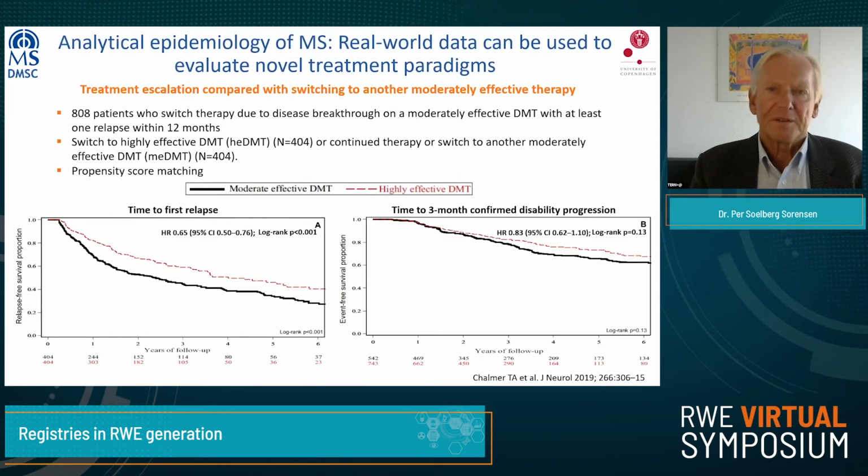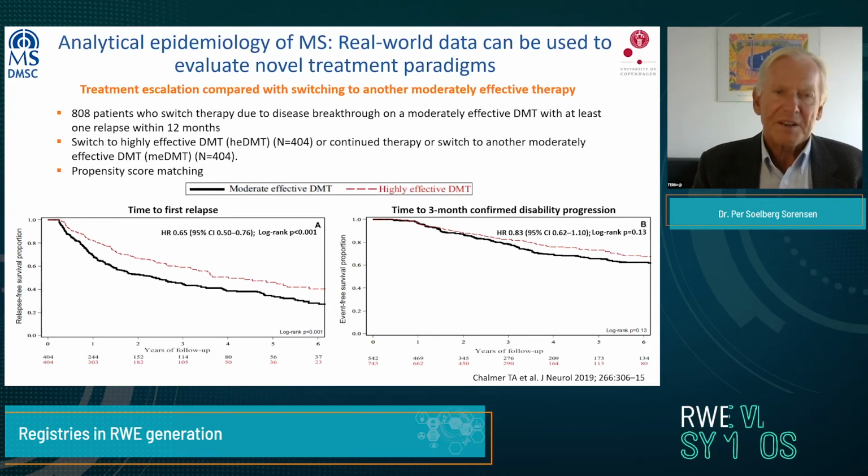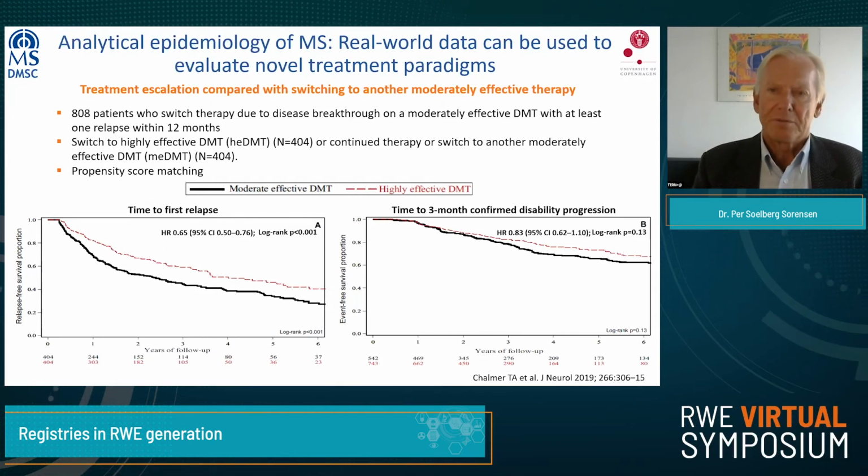In another study, we looked at the paradigm of treatment escalation compared to switching to another moderately effective treatment in 808 patients who switched therapy due to disease breakthrough on a moderately effective treatment and with one relapse within the last 12 months.